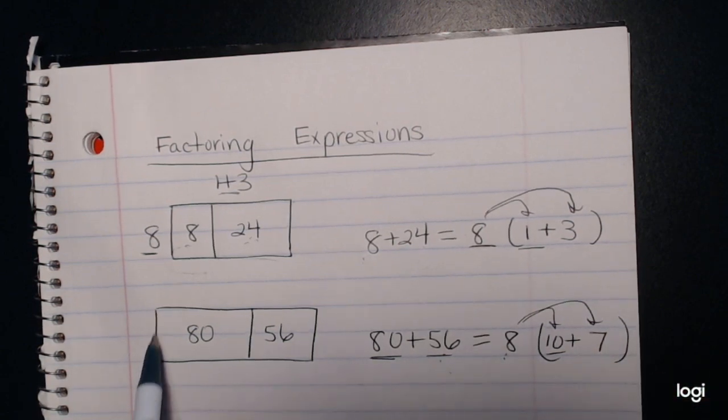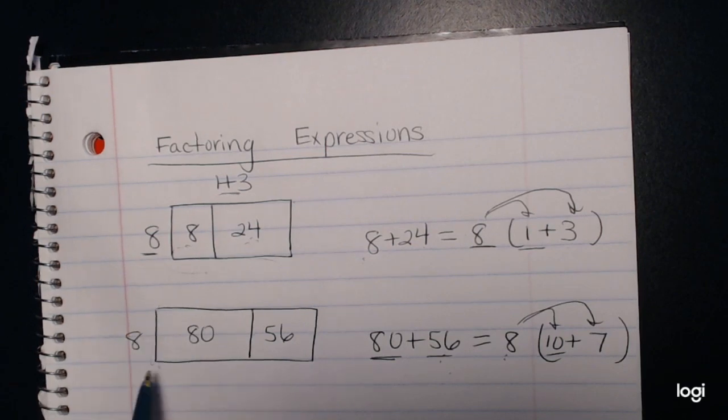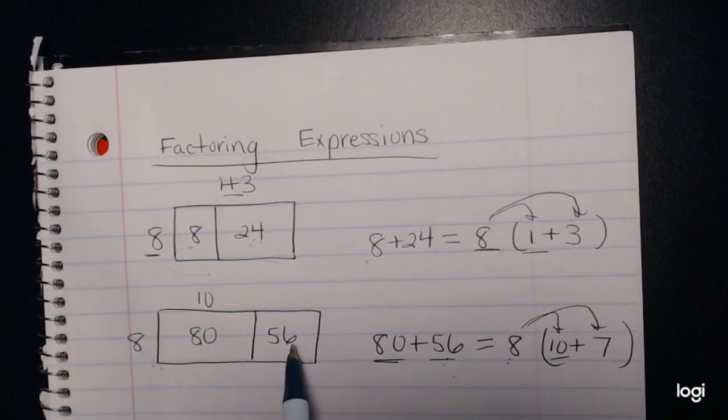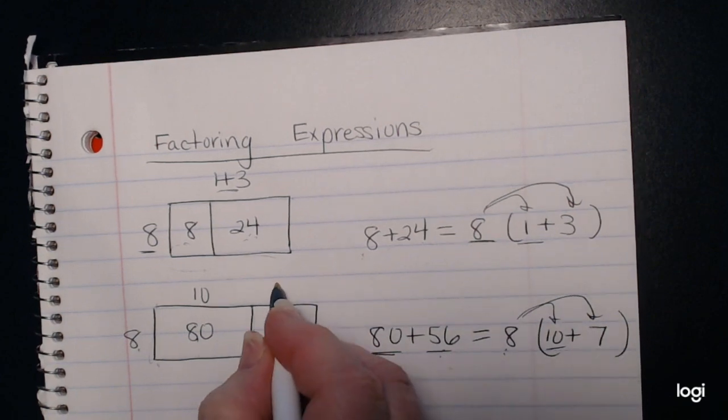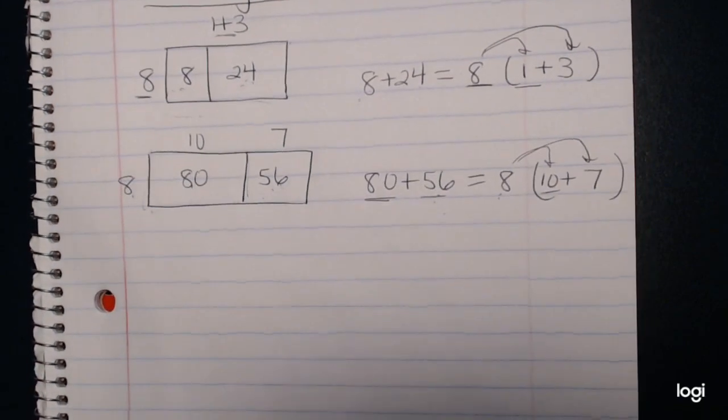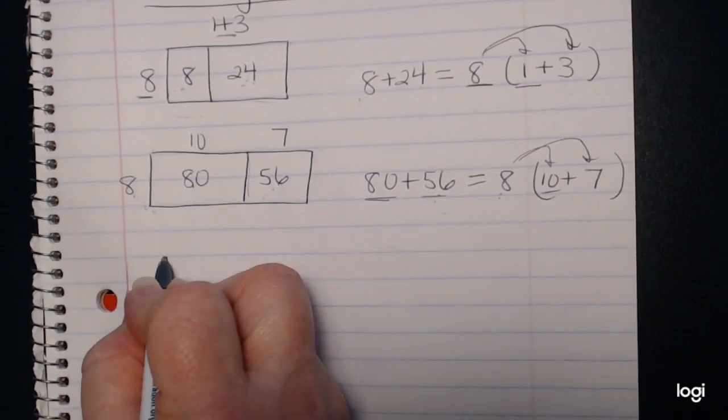Now we could say that the length here is 8. In order to find the area of this rectangle, it would be 8 times 10, which is 80. And in order to find the area of this rectangle, it would be 8 times 7 is 56. One more rectangle. This one I'm going to put a variable in.